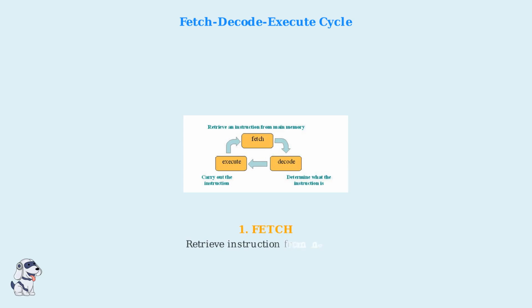During the fetch stage, the CPU retrieves an instruction from memory. The memory address is specified by the program counter, which keeps track of the next instruction to execute. In the decode stage, the control unit interprets the instruction to determine what operation needs to be performed and which components will be involved. Finally, during the execute stage, the ALU performs the actual operation. This might involve calculations, data movement, or logical comparisons, depending on the instruction.